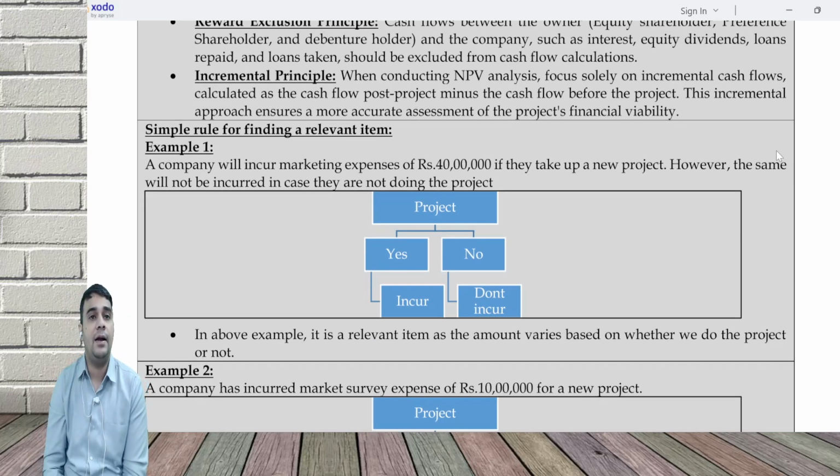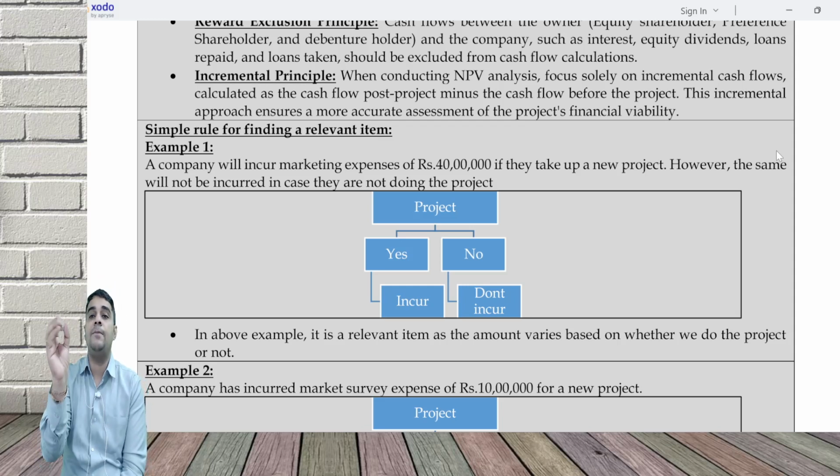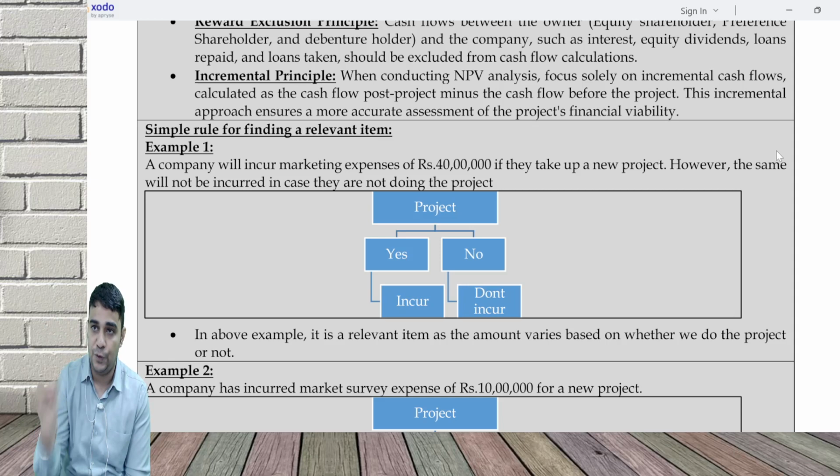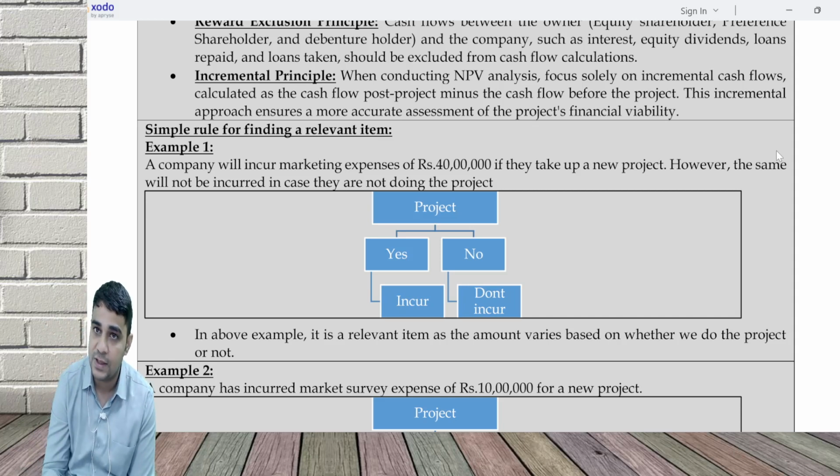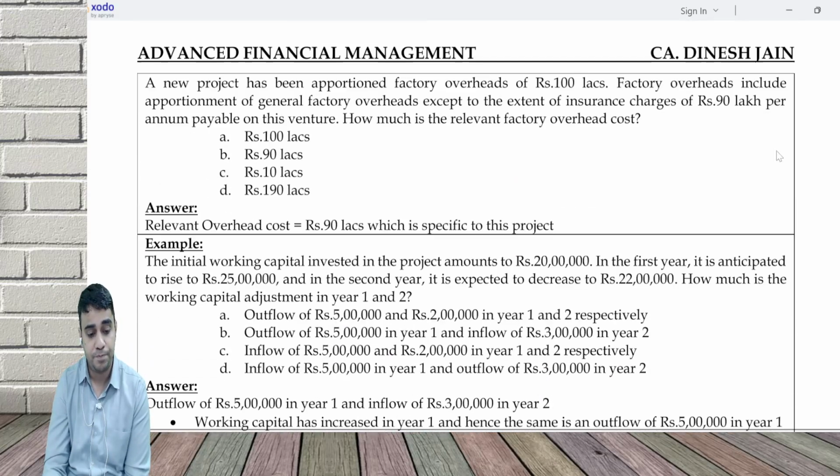Simple rule for finding a relevant item is doing yes or no analysis. What is yes or no analysis? You will check an item and see what happens if you do the project, and what happens if you don't do the project. If there is a difference in the answer, it is a relevant cost. If there's no difference in the answer, it is not a relevant cost.